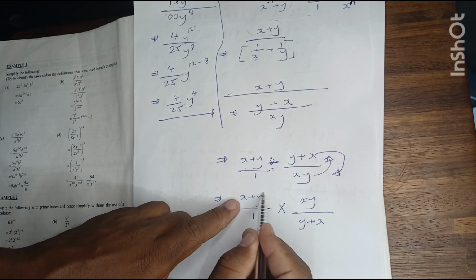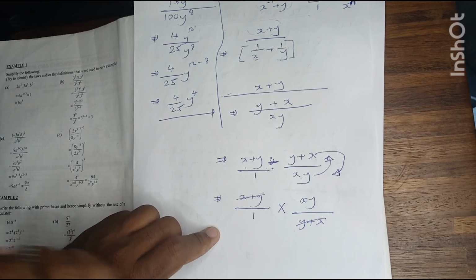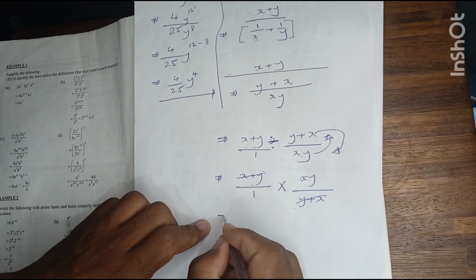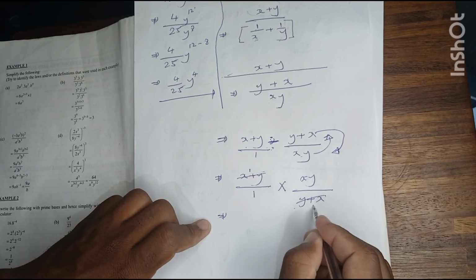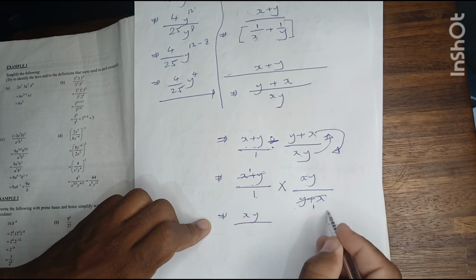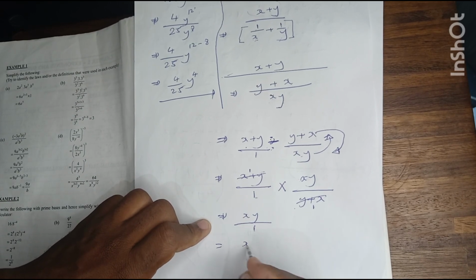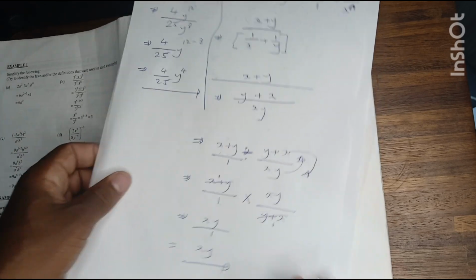And then you can see that this and this are the same, therefore you cancel like this. Therefore you'll be left with 1 here. With 1 you can say 1 times xy is going to be xy, all over 1 times 1, which is 1, which is the same as xy like this. So these things are the same.